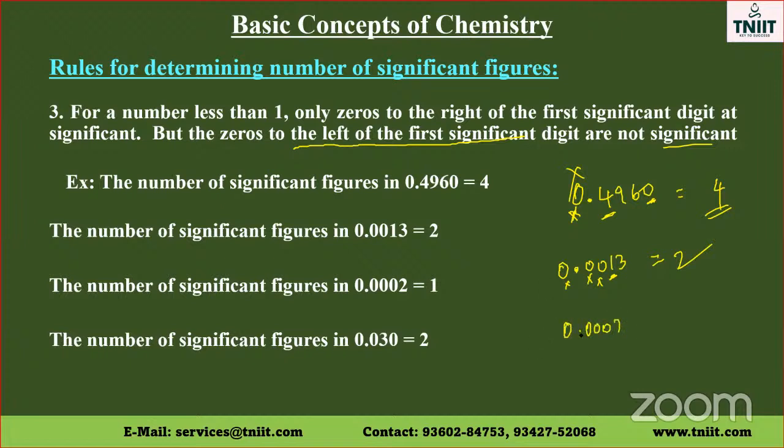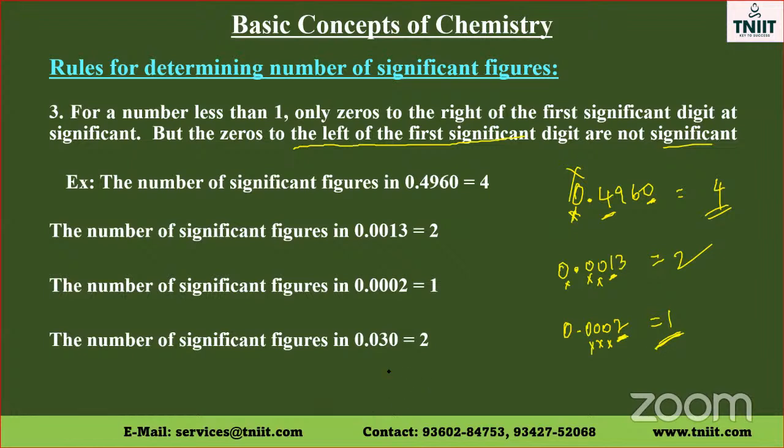For example, if you observe 0.0002, the number of significant figures is only 1, because the first significant figure is 2 here, and zeros before the first significant figure are not significant. Therefore, the answer is 1. These kinds of questions are asked in your 11th standard exams. Also in competitive exams, they can ask you problems based on this.